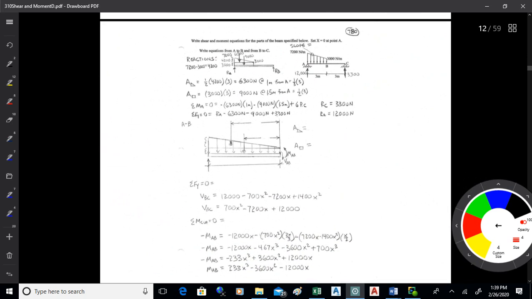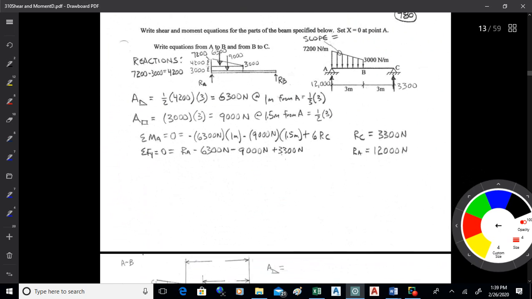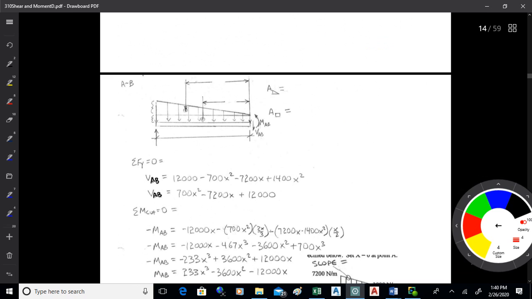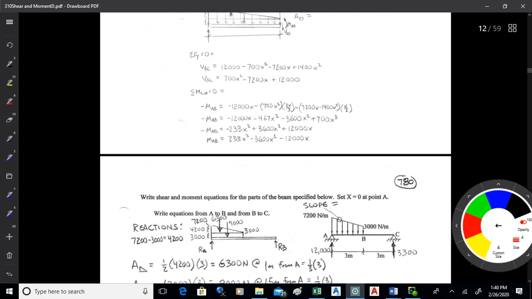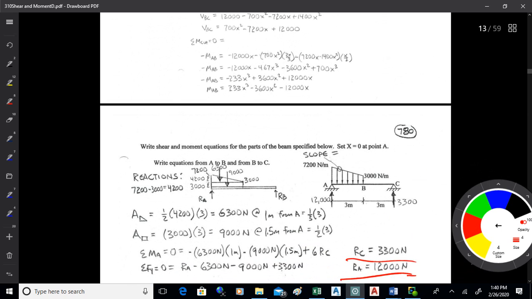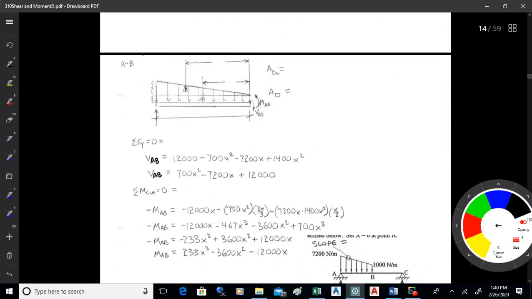All right, the other one, kind of look at that. Went ahead and did the reactions on that. Got the reactions, we did that earlier. So we got 12,000 on the left, 3,300 on the right. All right, now what I want to do is, I have to make 2 cuts on this one, between A and B, and the next between B and C.